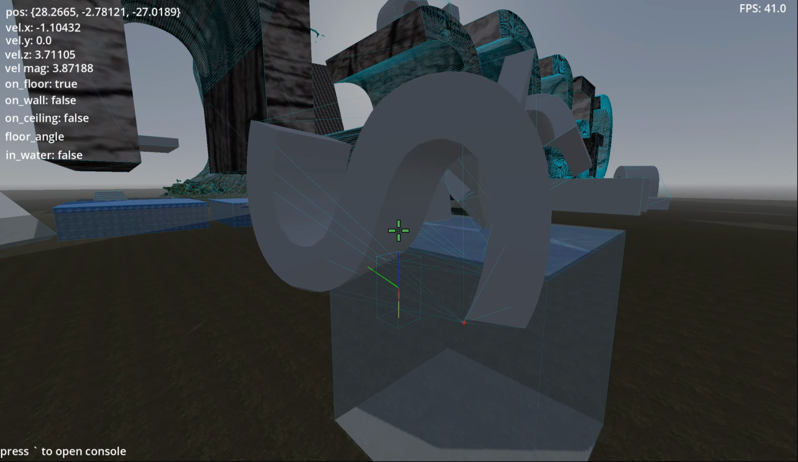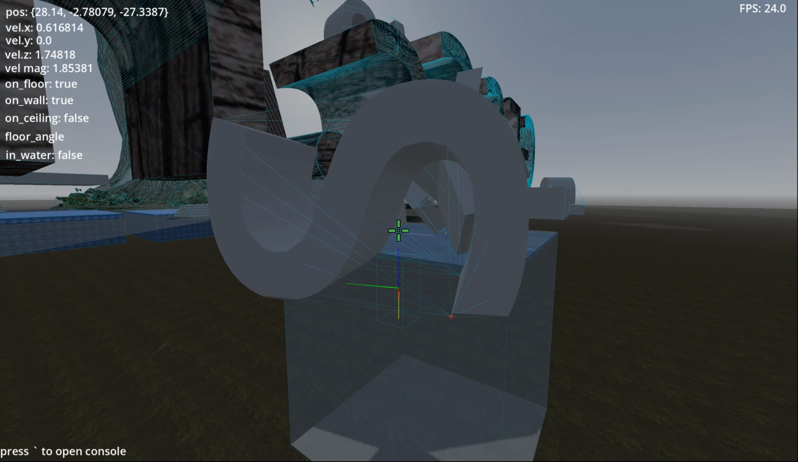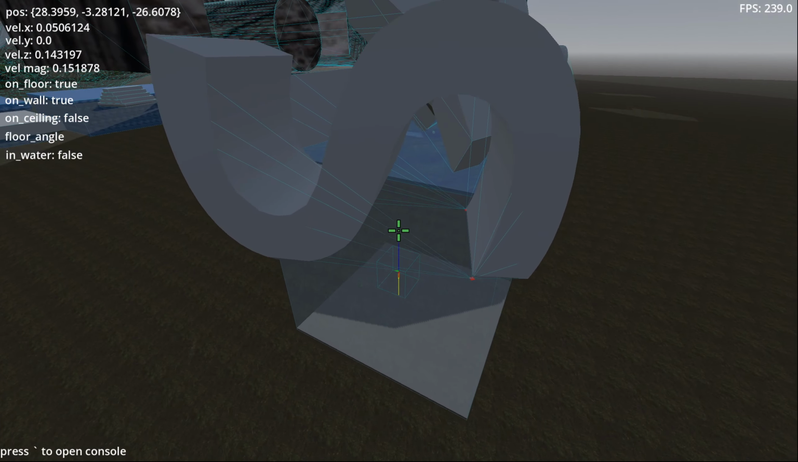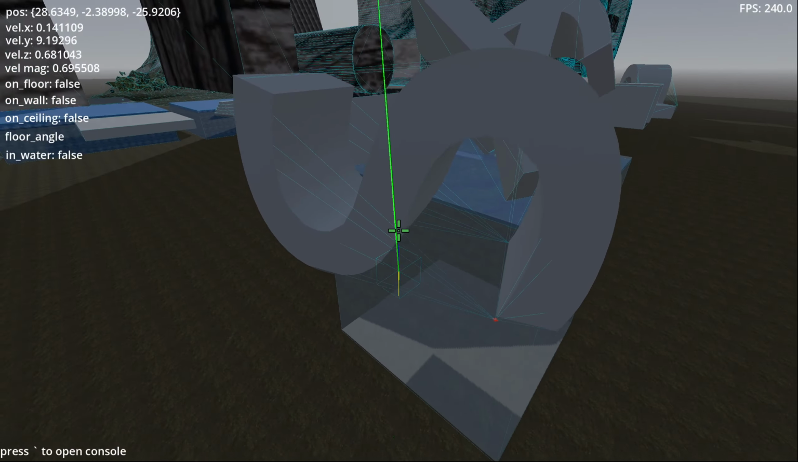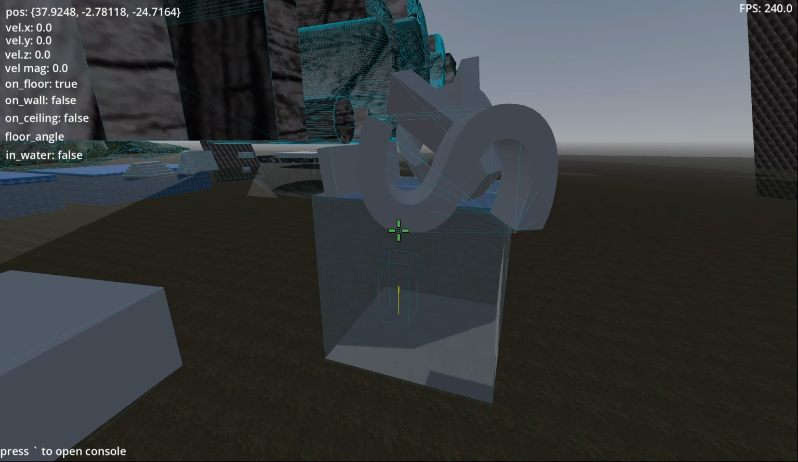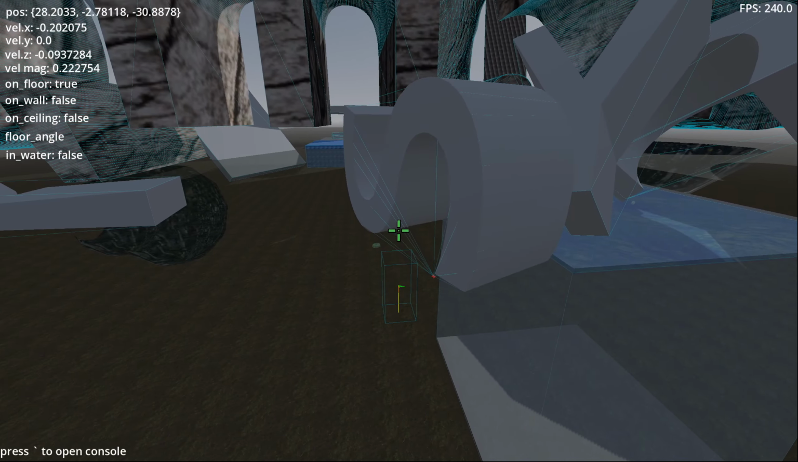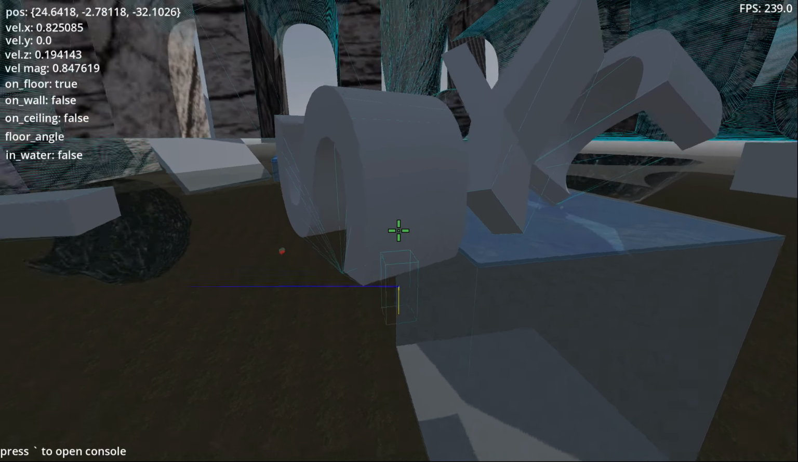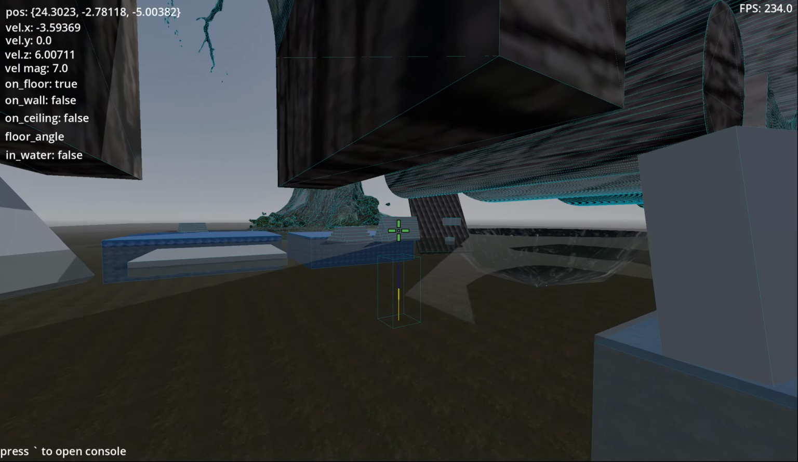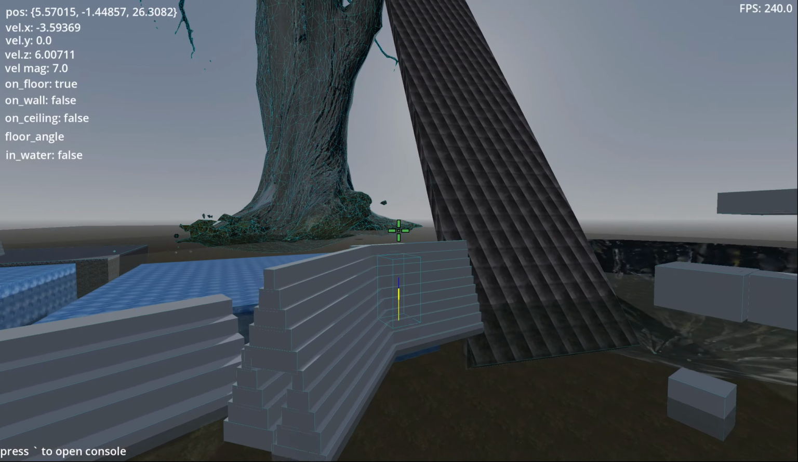Oh, it might be because it's trying to step on these. Wait. I think it is. Okay, yeah, that's why. There's a death spiral loop of it trying to step on all of these little edges of the mesh. I might need to find a way to double check that the stair is wide enough to step on. But I don't feel like doing that right now.